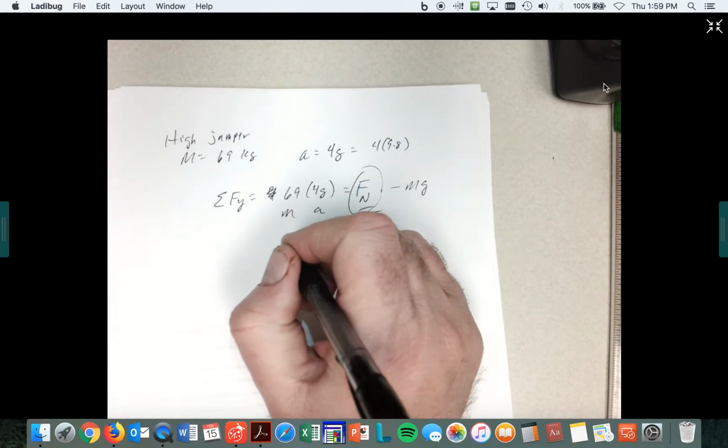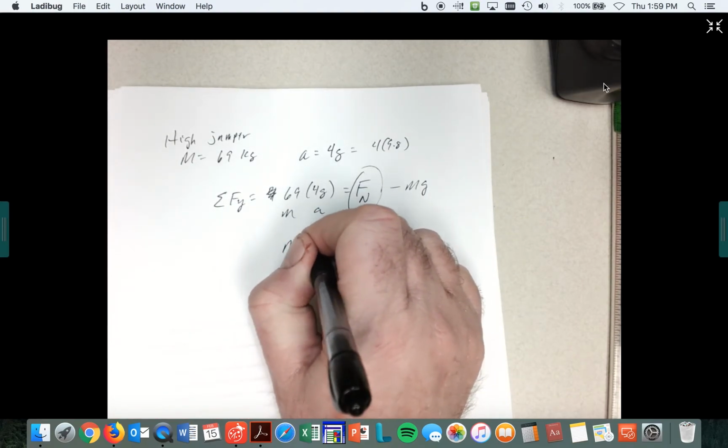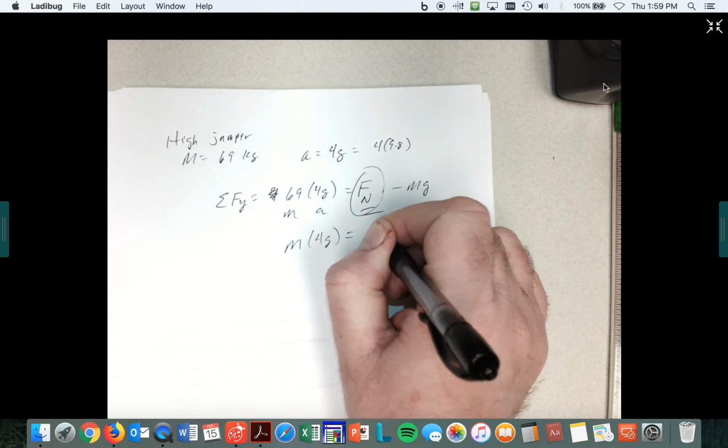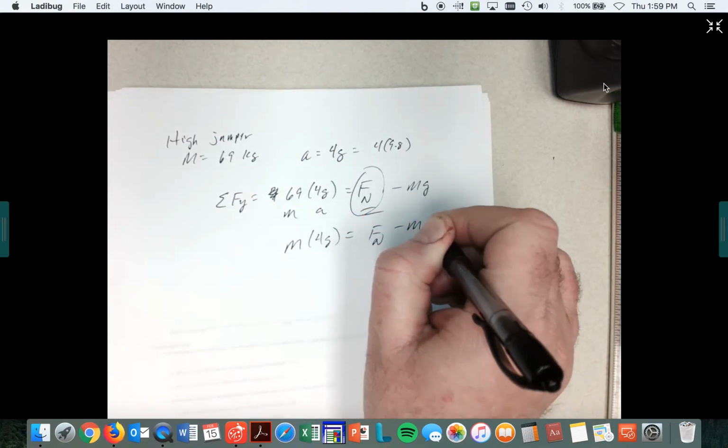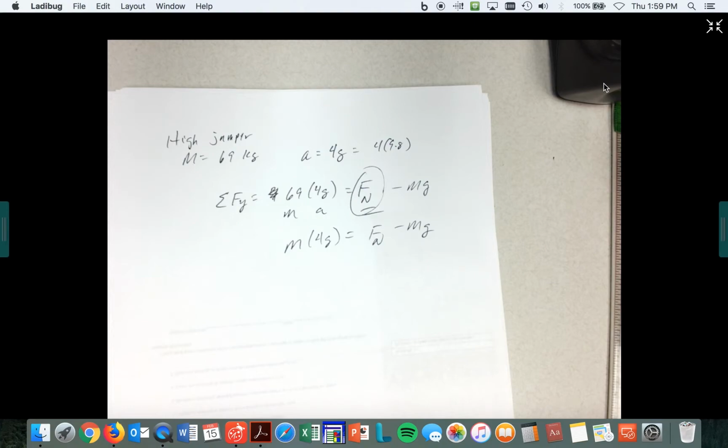So basically, you're going m times 4g is equal to the normal force minus mg. Well, I wonder what that's going to do. All right, good job.